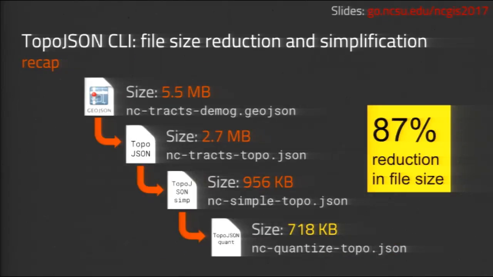And to recap all that we've actually been able to do with those command line tools, we started out with a 5.5 megabyte file, and we're down to 718 kilobytes. So that's about an 87% reduction in file size. Trying to serve a 5.5 megabyte map file on the web is really not fun. You can do it, but these days no one wants to wait around for that.